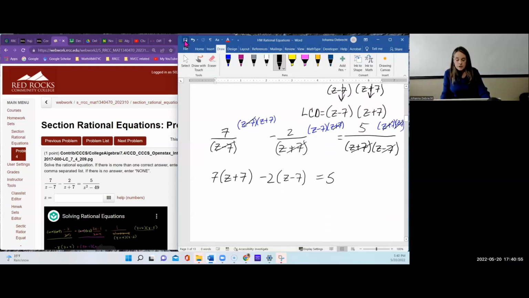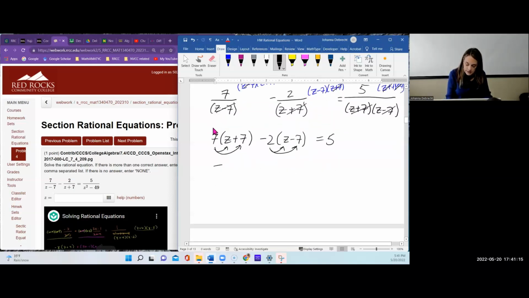The next thing I want to do is multiply everything out so that I can solve for z. In order to do that, I have to use the distributive property and distribute the 7 over each of the terms inside and distribute the negative 2 over each of the terms inside of its set of parentheses. The 5 just kind of hangs out. This gives us 7z plus 49 minus 2z plus 14. Notice the negative 2 times negative 7 changes the sign.